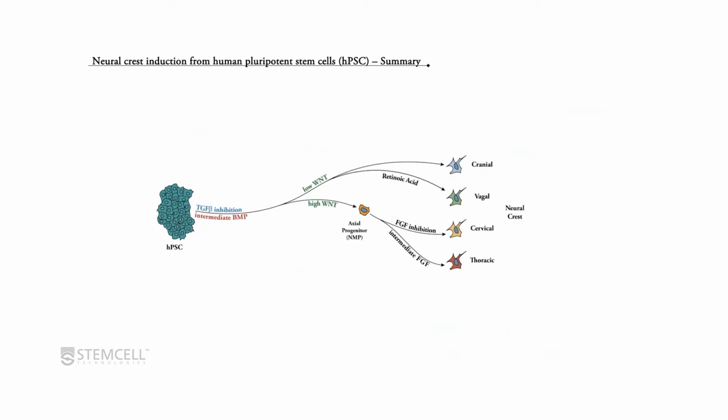So with that, I can add a trunk branch to my summary slide here, showing that with high Wnt signaling, we can direct cells towards a trunk neural crest identity via an axial progenitor-like intermediate. And within this trunk compartment, axial identity can be further modified using FGF signaling. And it's actually only with a low level of Wnt activation that we get cranial or, in the presence of retinoic acid, vagal neural crest.